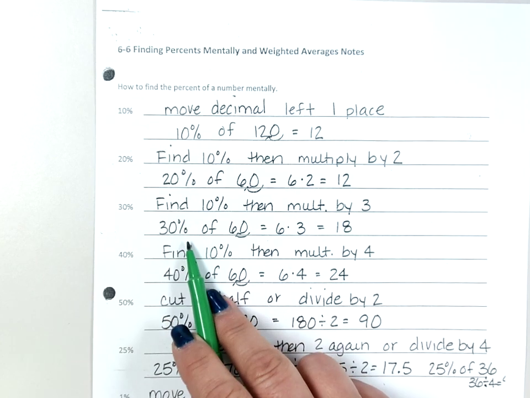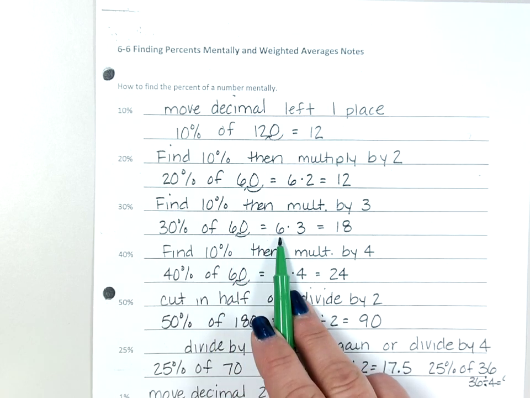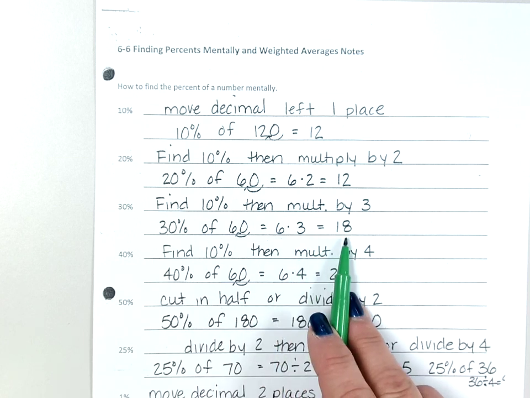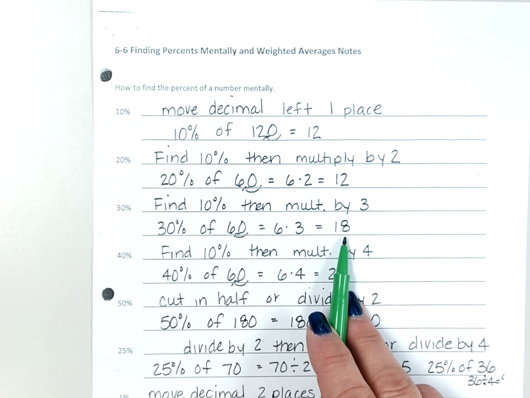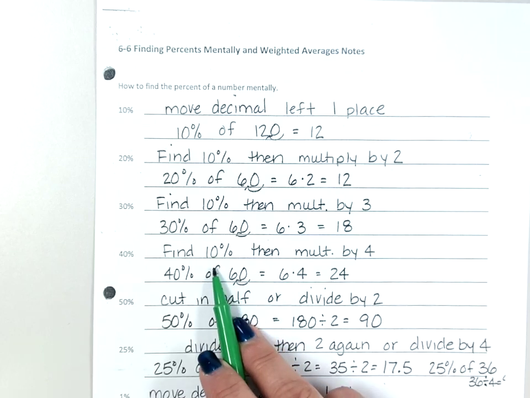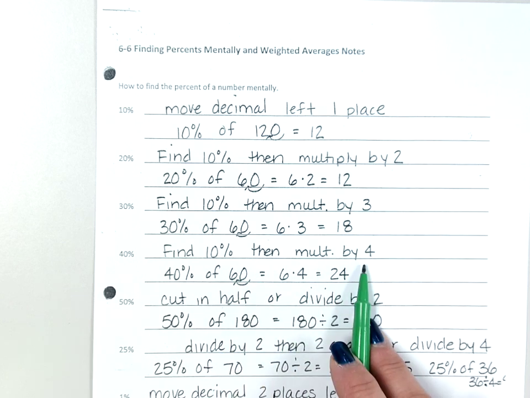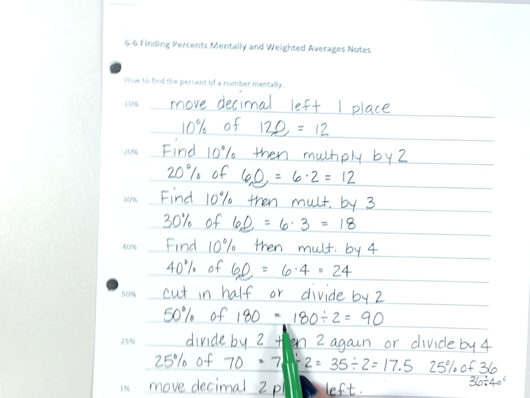For 30%, so if something's 30% off and it's $60, you would move the decimal one place to the left. That's your 6, times it by 3, you'd be saving $18. That's not what you're paying, it's what you're saving. That would be what you would be saving, or if you're doing a tip of some sort, that's what the tip would be. For 40%, you would find 10% and then multiply by 4, so I move it one to the left, multiply by 4.